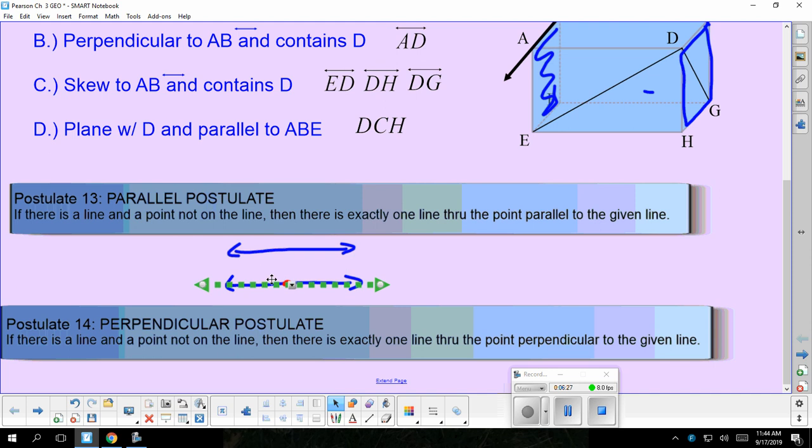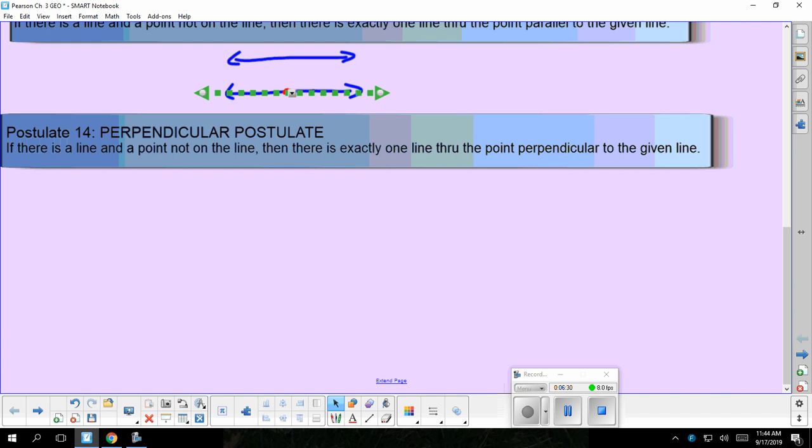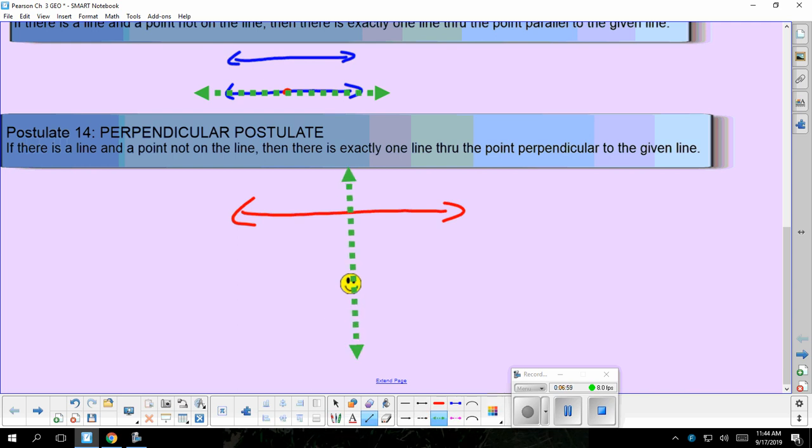Next, our perpendicular postulate. If there's a line and a point not on the line, then there's exactly one line through the point perpendicular to the given line. Okay, let's do that same thing. Create our line, and a point not on that line. Let's make this here, Mr. Smiley Face. There's only one line that we can draw that will go through that point and be perpendicular to that line.